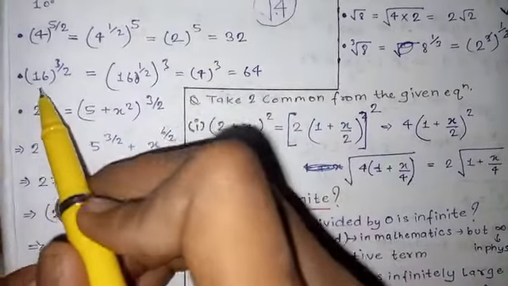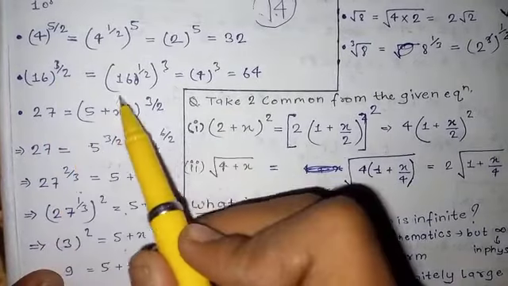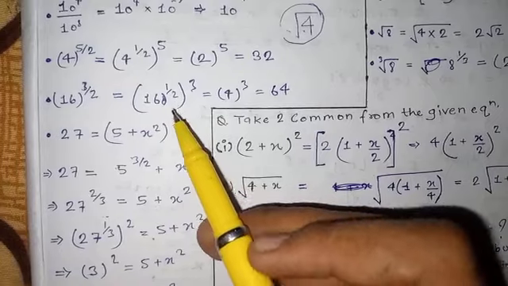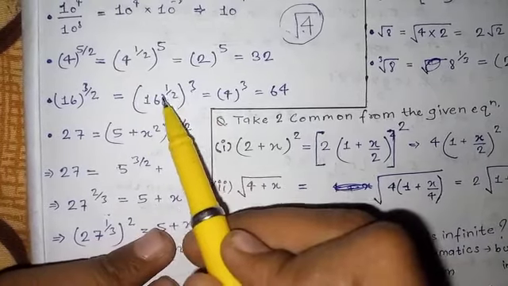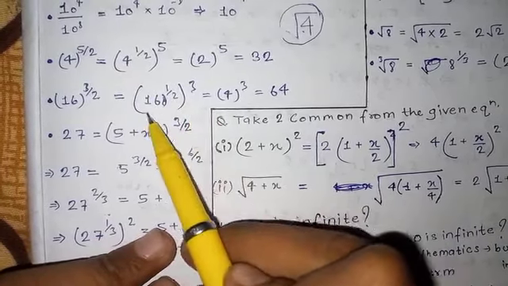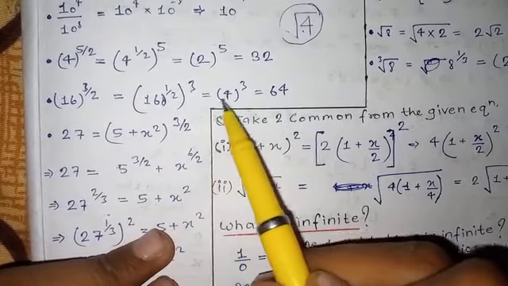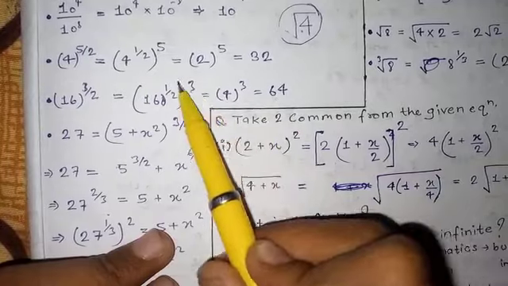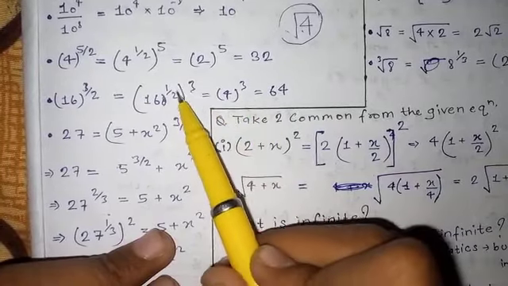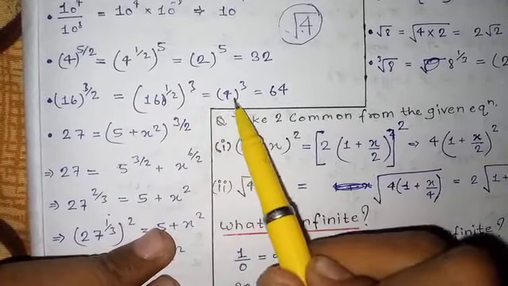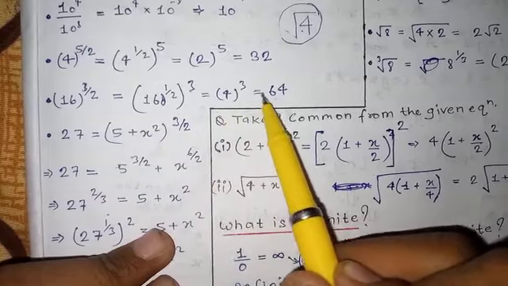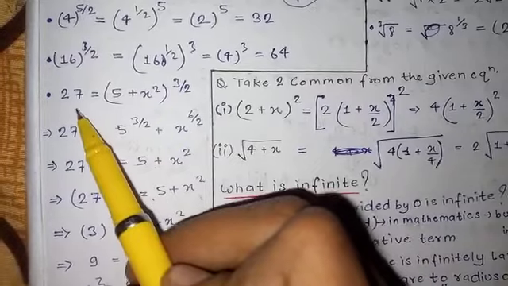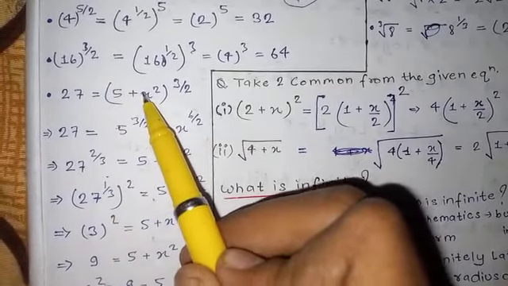We come to the next, 16 to the power 3 by 2. We can write it as 16 to the power half into 3, and 16 to the power half means under root of 16. So under root of 16 will become 4, and 4 to the power 3 is equal to 64. This 3 will remain the same, and after calculating this whole, it will become 4, and 4 to the power 3 is equal to 64.